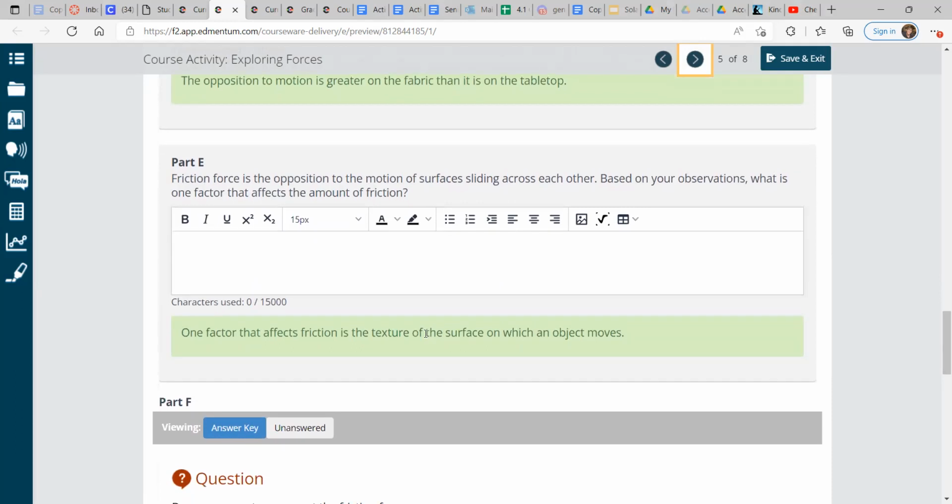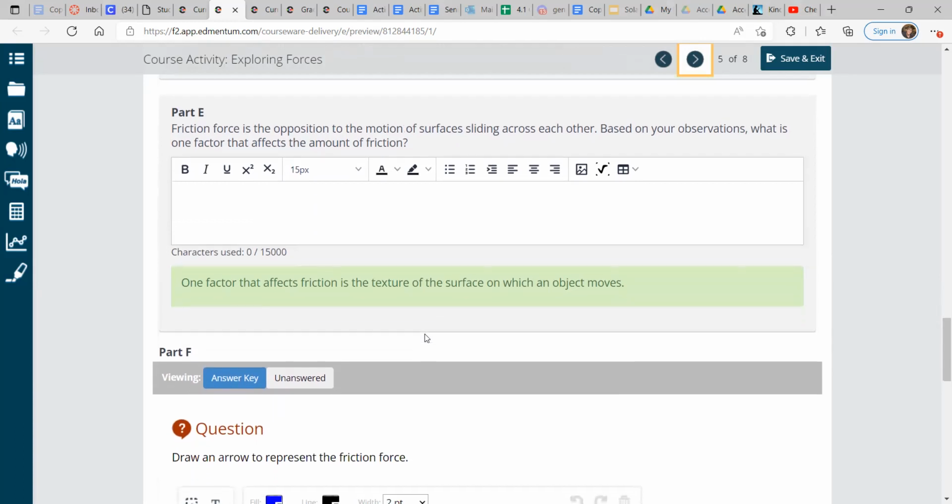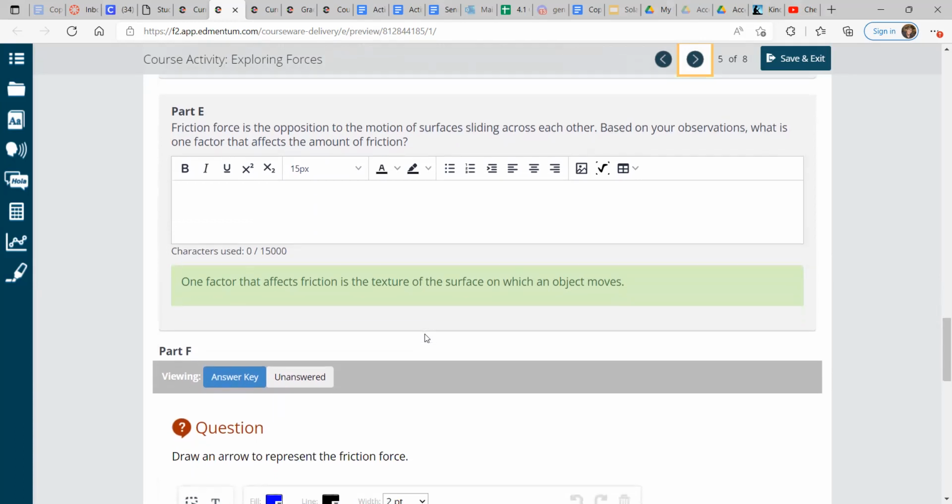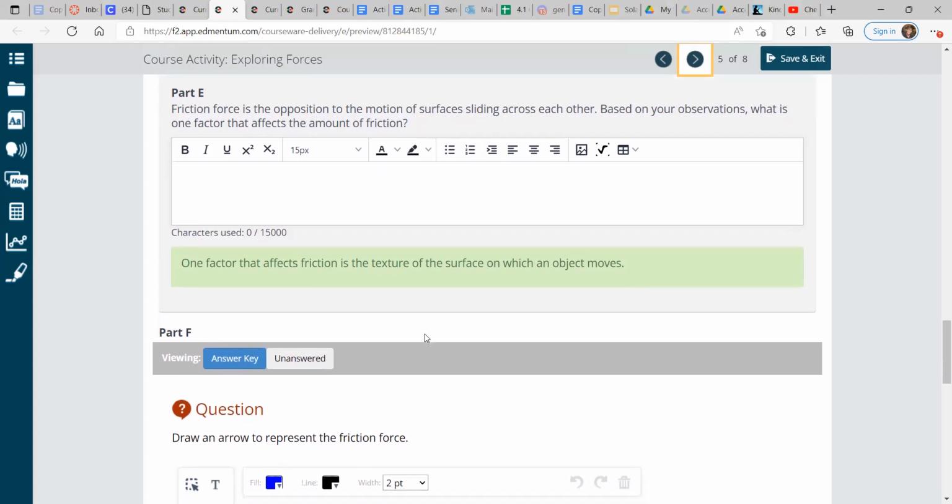Friction force is the opposition to the motion of surfaces sliding across each other. Based on your observations, what is one factor that affects the amount of friction? One factor that affects friction is the texture of the surface on which an object moves. So if something has lots of bumps, like say gravel, it would be harder for something to move or glide across than it would be on a basketball court or a slide, something very flat and slippery, very smooth. That would be easier to move on.